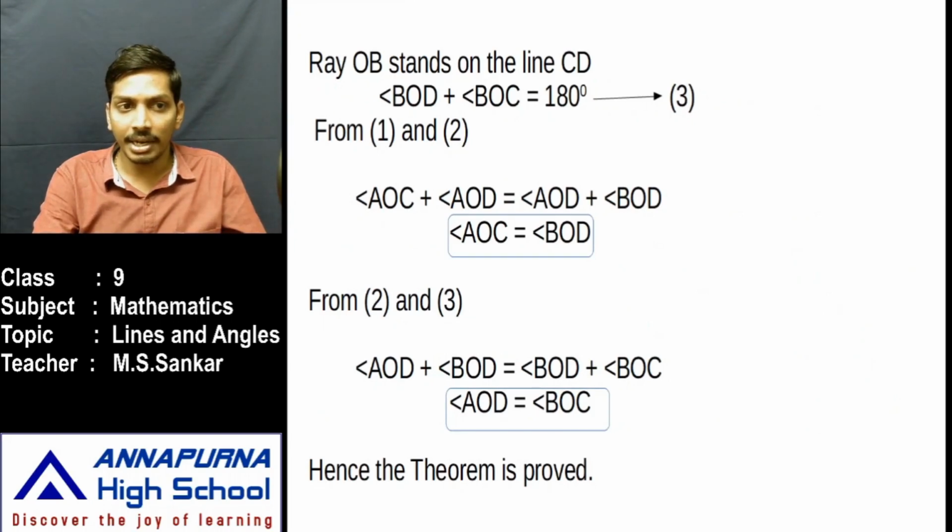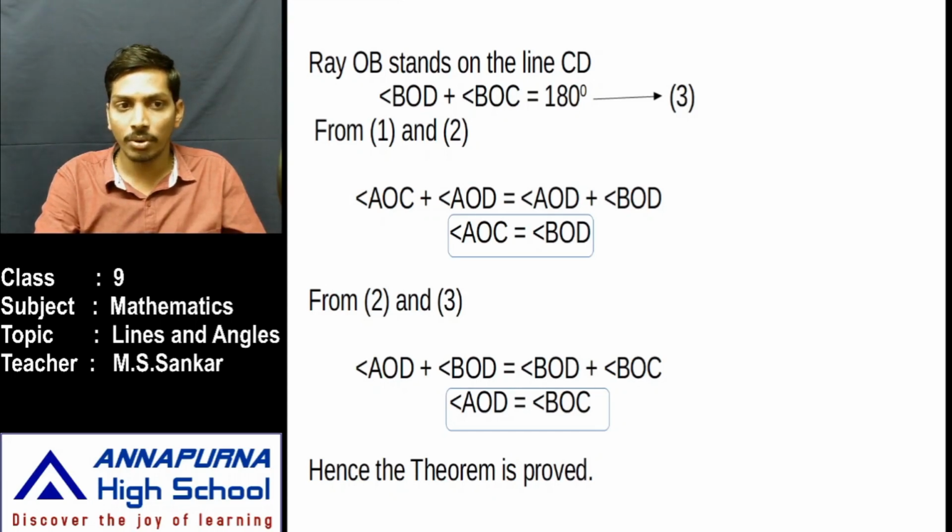Next, ray OB stands on the line CD. CD is a straight line. Angle BOD and angle BOC are a linear pair of angles whose sum is 180 degrees. This is the mathematical condition: angle BOD plus angle BOC is equal to 180 degrees. This is equation number 3.